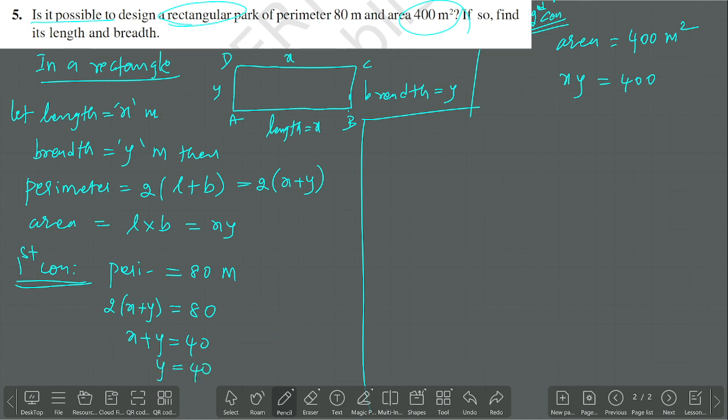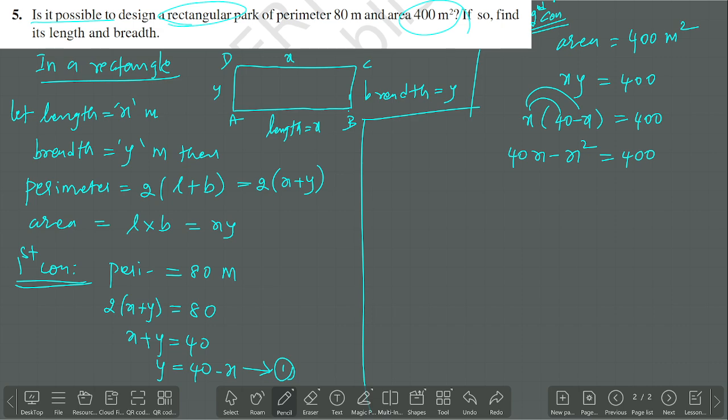I'm going to find x or y. If I find y, it is 40 minus x. I'm taking this as 1, and substituting in the second condition. So x into y, y is what? 40 minus x equal to 400, and multiply the x inside. So 40x minus x square, which is equal to 400. X square should be positive.